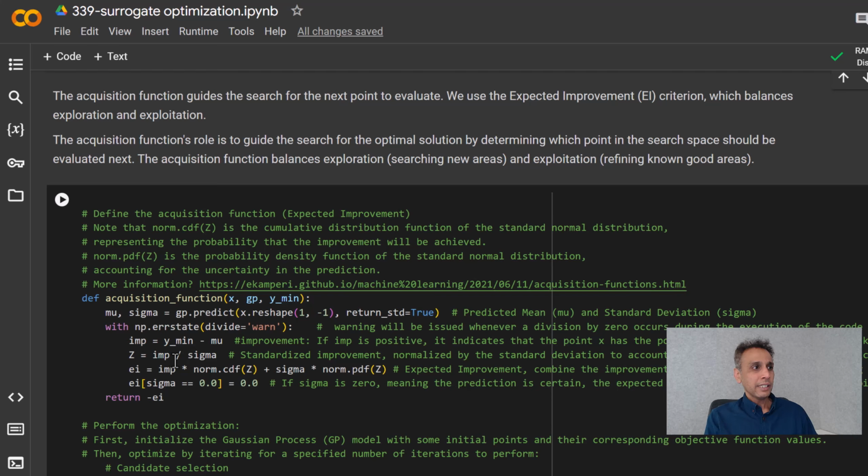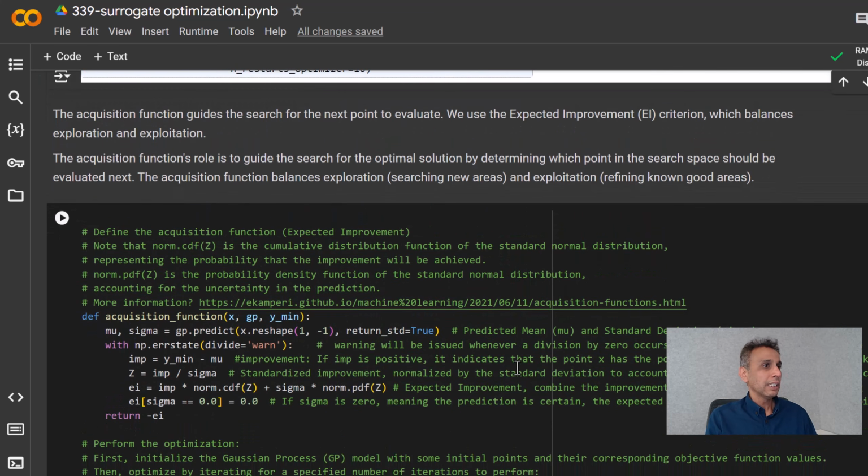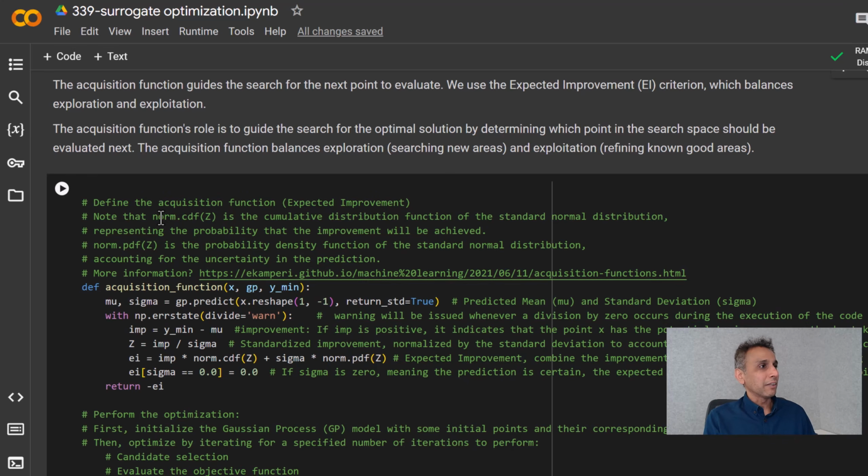And z is basically nothing but your improvement, normalized by the uncertainty value. Then we are going to plug those into our expected improvement. Again, you need two things here, CDF and PDF. Did I define what CDF and PDF is? I should have if I did not. I apologize. Here, this norm.cdf is the cumulative distribution function of the standard normal distribution. And PDF, as you can probably imagine, is the probability density function of the standard normal distribution.